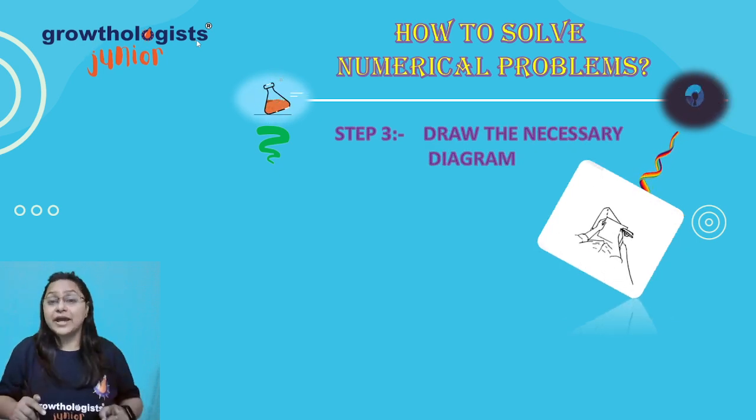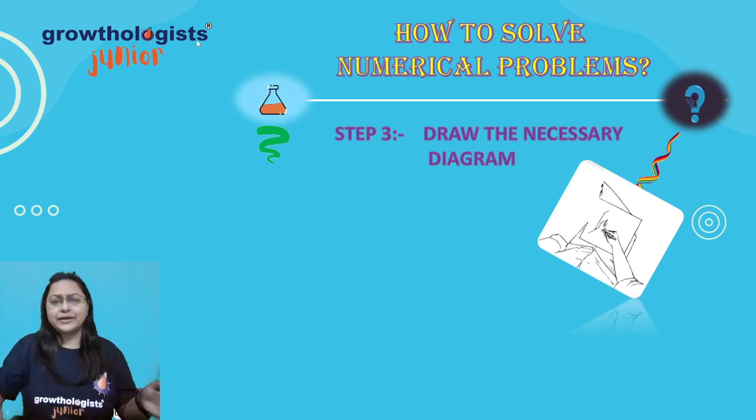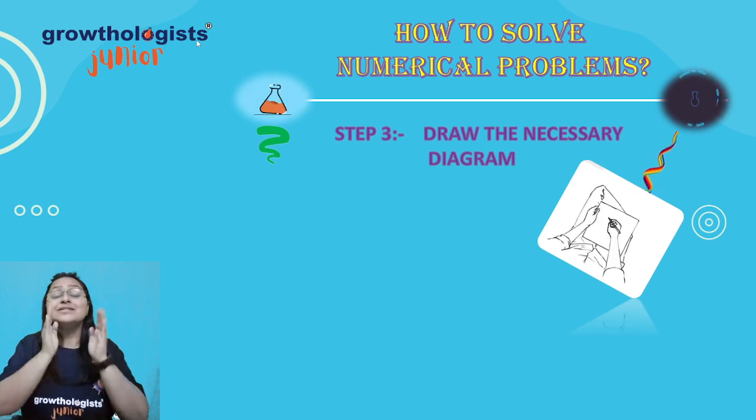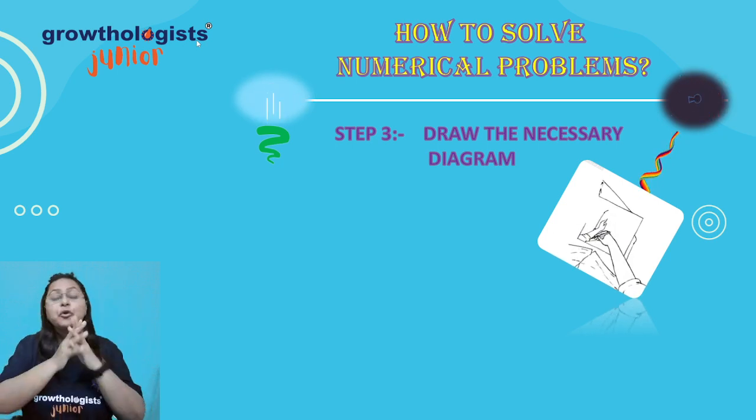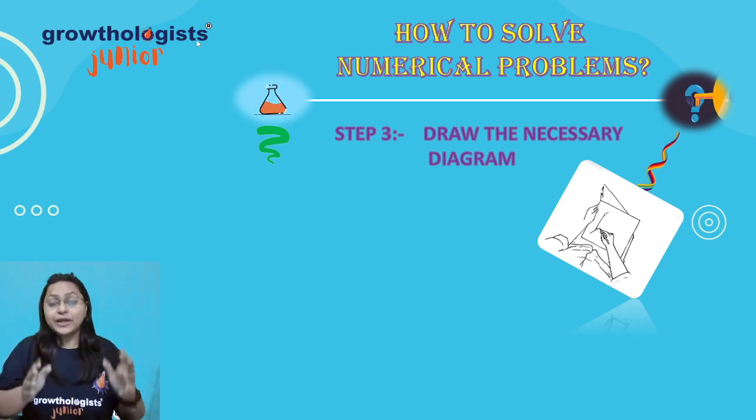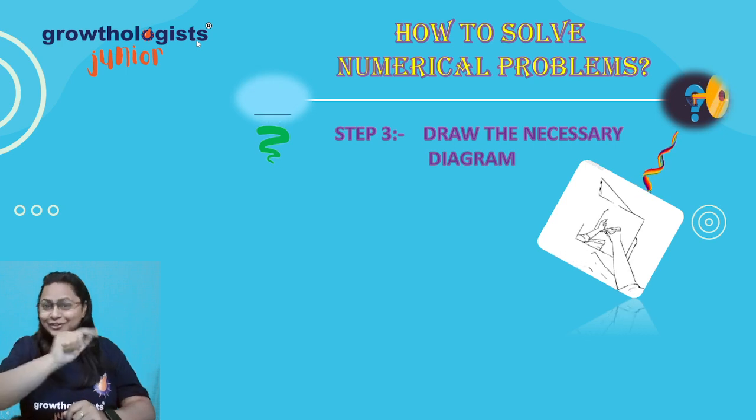Draw the necessary diagram. If any diagram is needed there, draw that diagram. For example, if it is from a light chapter, so draw the diagram for that. Okay, so that you can easily find out the solution.